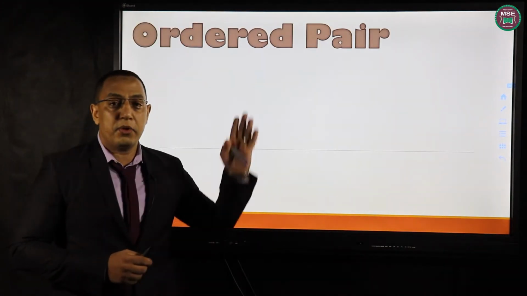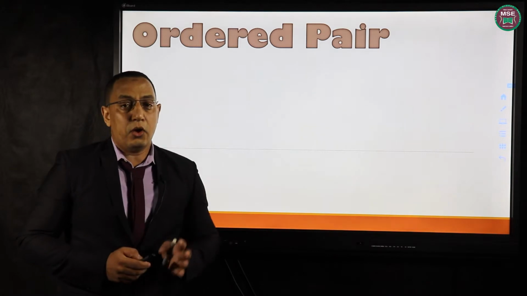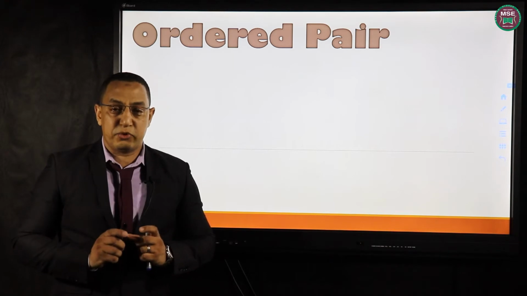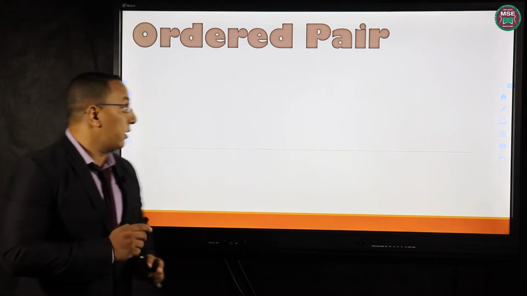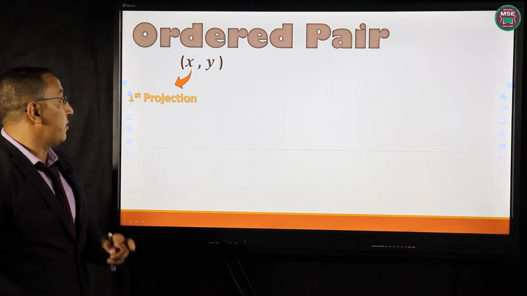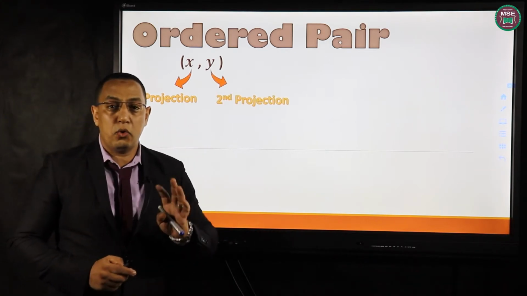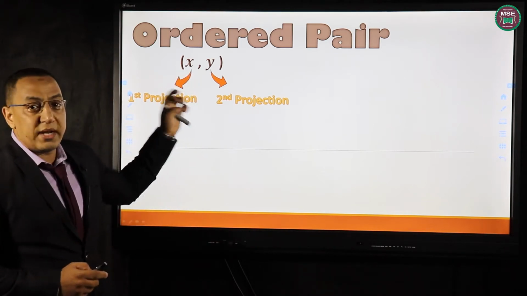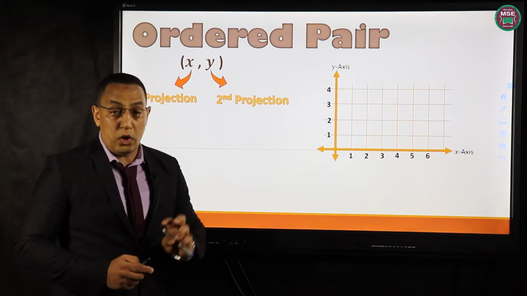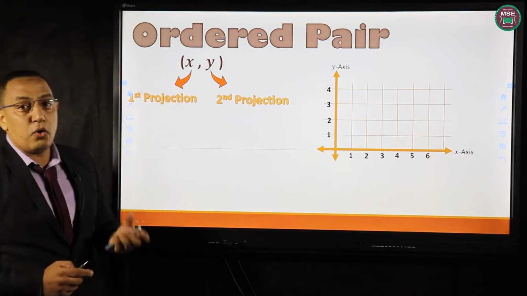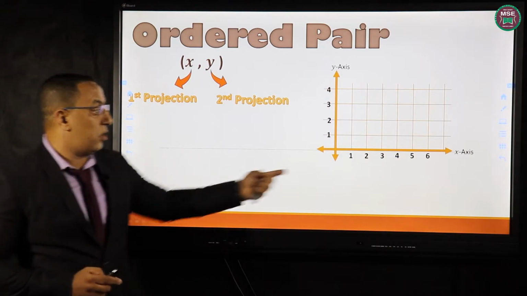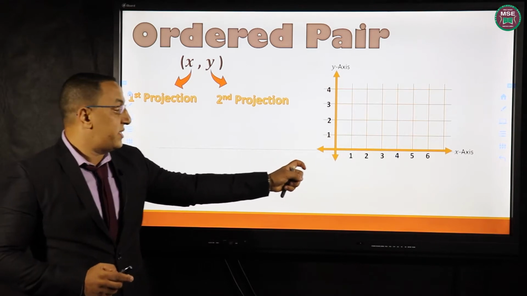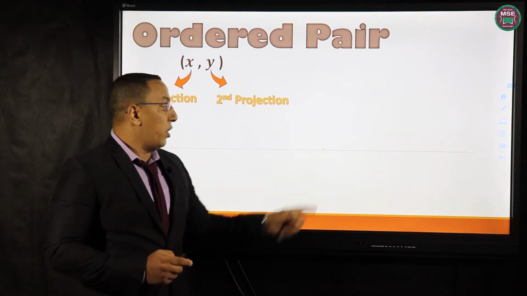First, we need to remember the meaning of the ordered pair. The ordered pair is a bracket including two numbers. The first number is called the first projection and the second number is called the second projection, okay? And usually we use the first number as x and the second number as y. We use the ordered pair to represent points on the graph. Remember with me, the graph has an x-axis and a y-axis.